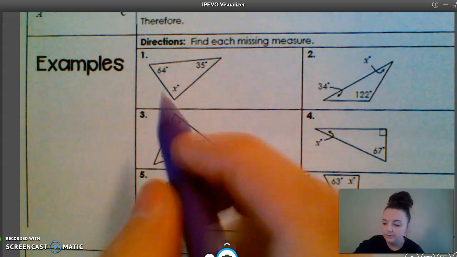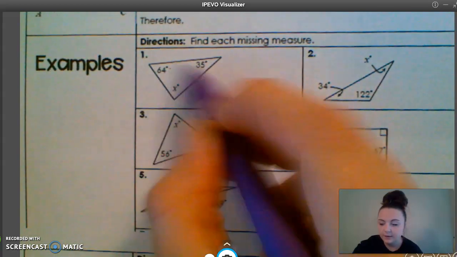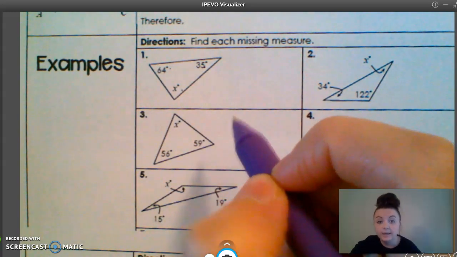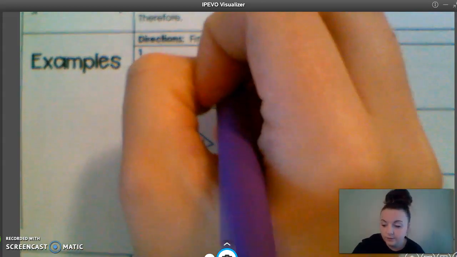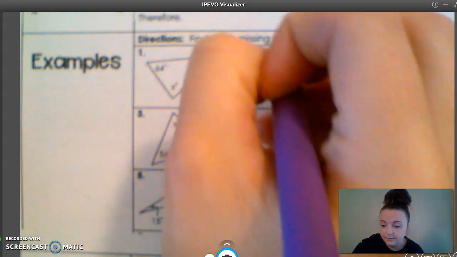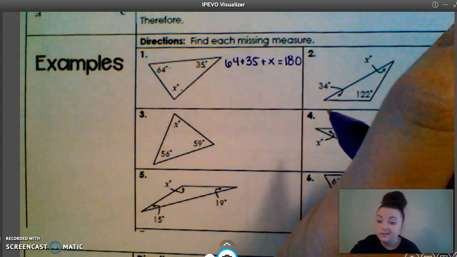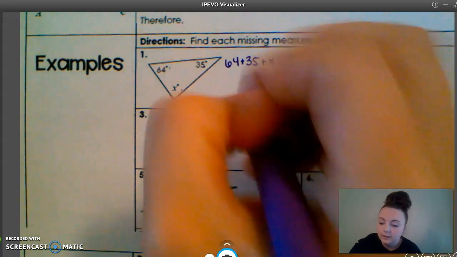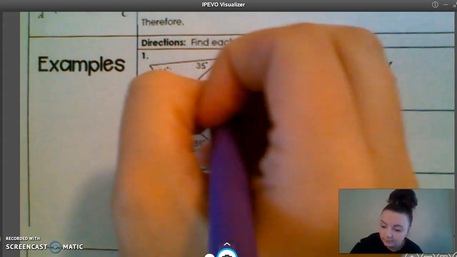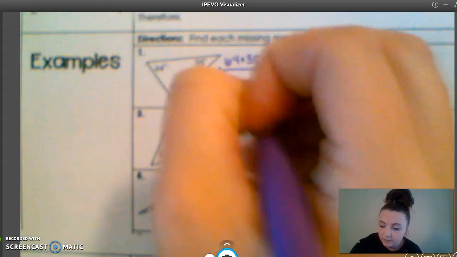So number 1, we're trying to find the missing value, so we want to find x. Well, I know if I add up all of these together, they have to equal, by definition, 180. So 64 plus 35 plus x has to equal 180. This is an equation and I'm just going to solve it. 64 plus 35 is 99. The x is by itself, so 99 plus x equals 180.